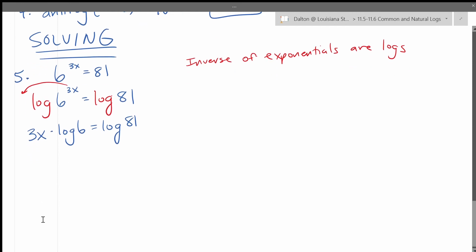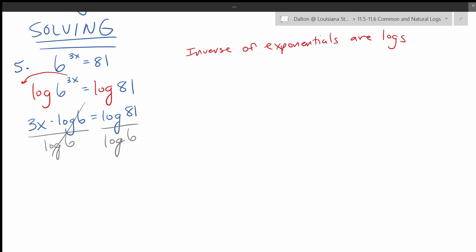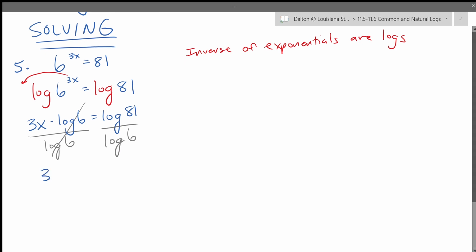So if I want to isolate x, you could do this all in one, but you risk typing something in incorrectly. So I would just do it in two. If I'm trying to isolate x, I'm going to go ahead and divide both sides by the log of 6. That leaves me with 3x is equal to the log of 81 divided by the log of 6, which is approximately 2.4526 if I was to write some more.